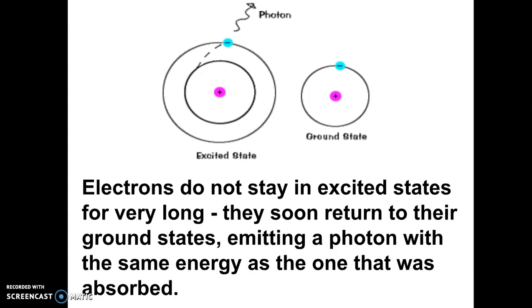However, they will not stay in that excited state for very long. They're going to come back to their ground state, but when they return to their ground state, a photon of light is released. A photon is essentially just a pocket of light energy. A photon that has that same amount of energy has been released.